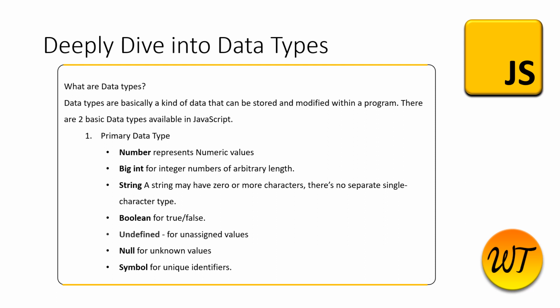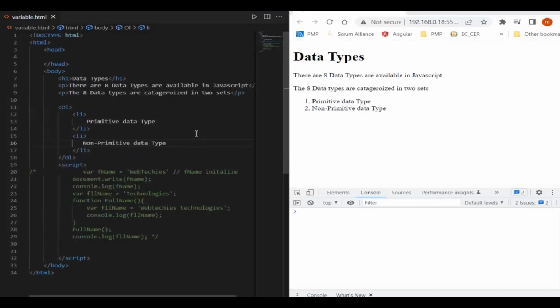Boolean is for true or false. Undefined, for unassigned values. Null for unknown values. Symbol for unique identifiers. In this section, we are going to explain what data types are. Here you can see, I already clearly mentioned there are 8 data types available in JavaScript. Out of 8, all are categorized in 2 different sets. One is the primitive data types, and the other one is non-primitive data types.